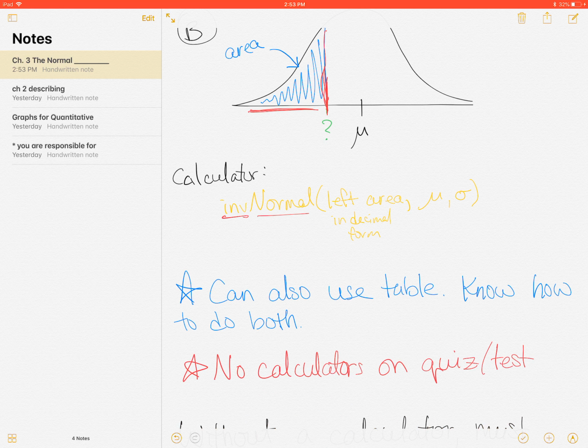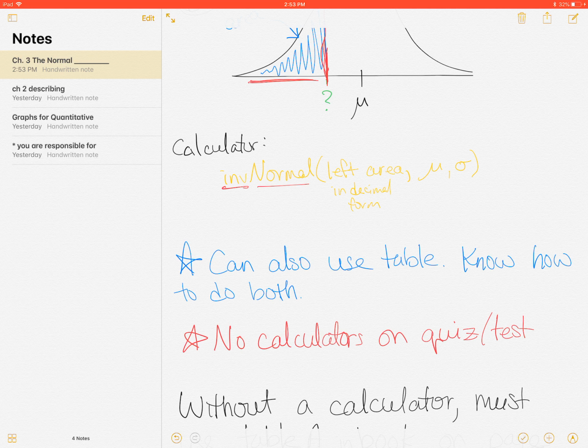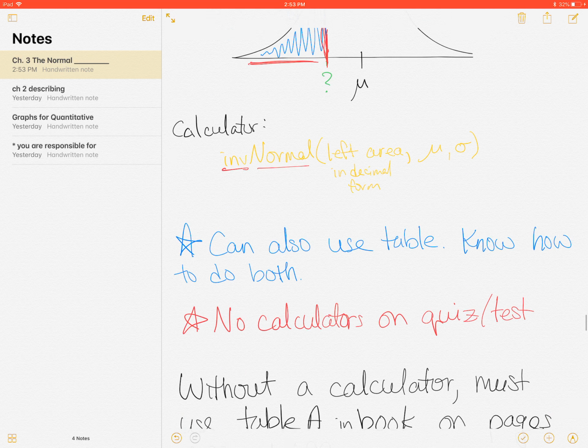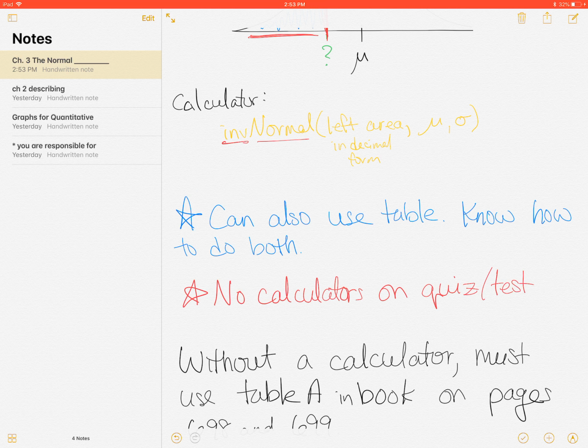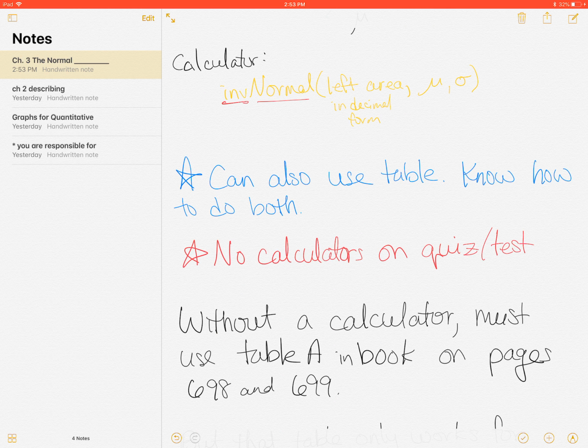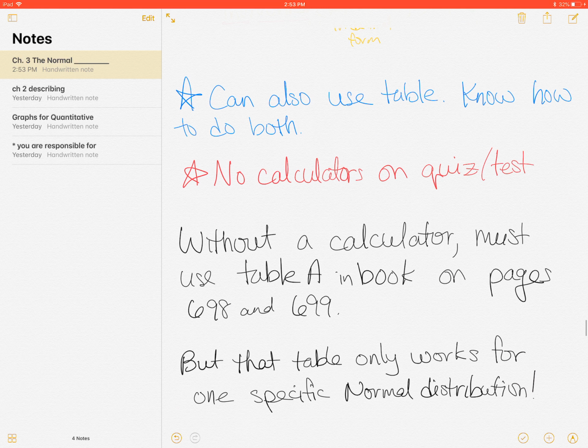So we can do this using a table, or we can do this using our calculator like I just showed you. It'd be nice that you know how to do both. The calculator is very useful and convenient, but notice there are no calculators allowed on quizzes or tests, so being able to do this by hand is also very important. If we do not have a calculator, we're going to have to use what's called Table A in our book, and that is on pages 698 and 699.